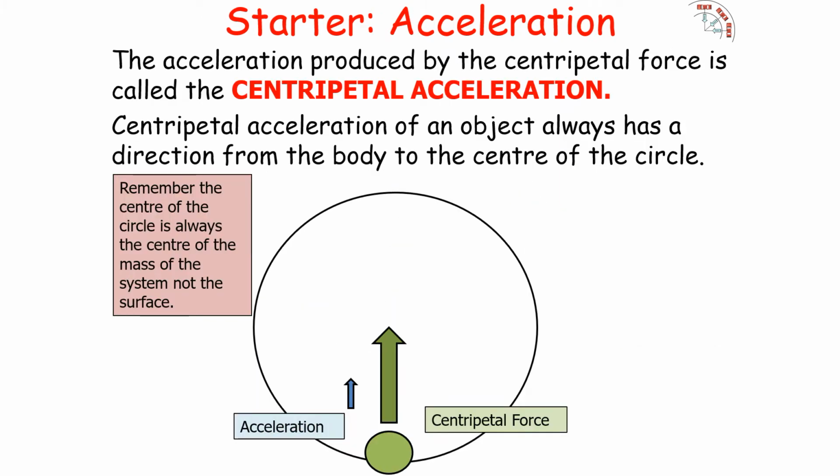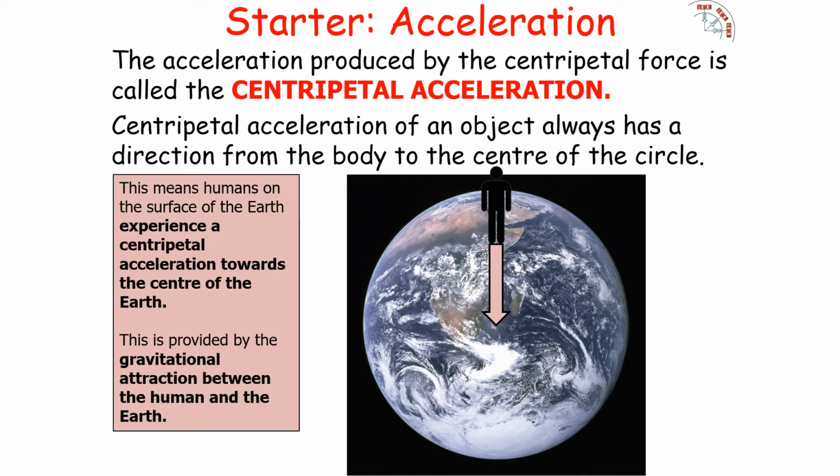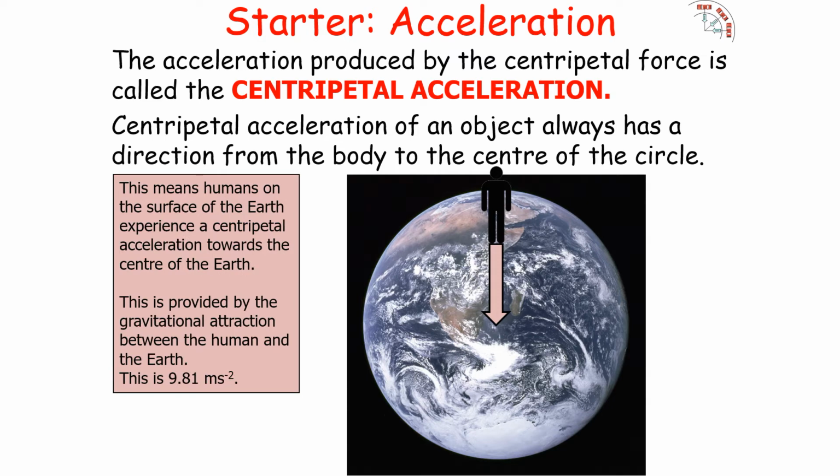The acceleration provided by the centripetal force is called the centripetal acceleration. The centripetal acceleration of an object always has a direction from the body to the center of the circle. So humans on the surface of the earth experience a centripetal acceleration towards the center of the earth, which is provided by the gravitational attraction between the human and the earth. It tends to be 9.81 meters per second squared.